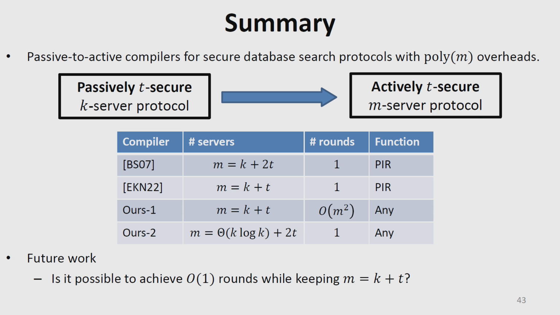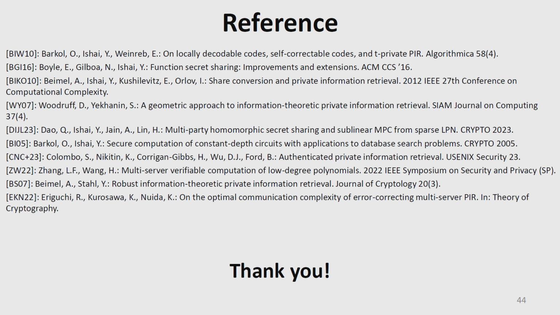However, as a trade-off, our compilers require multiple rounds of interaction or a larger number of servers. So there is a trade-off. Then it is natural to ask, can we get the best of both worlds? That is, is it possible to achieve constant rounds or ideally only one round while keeping the number of servers as small as possible? Okay. So here is the list of references. This is the end of my presentation. Thank you.